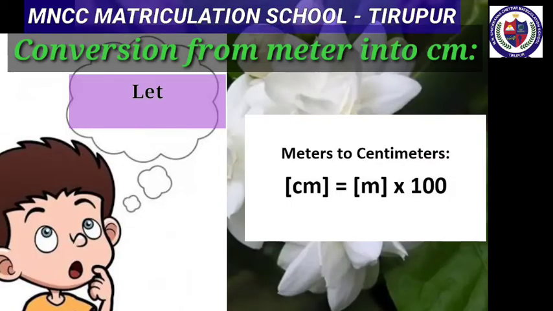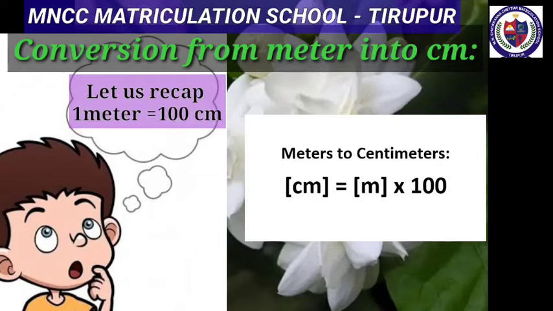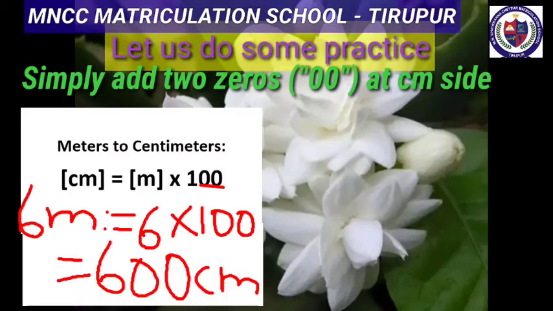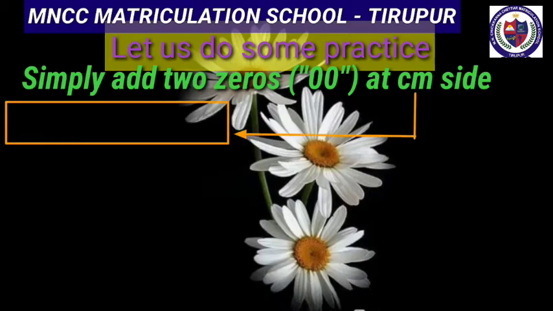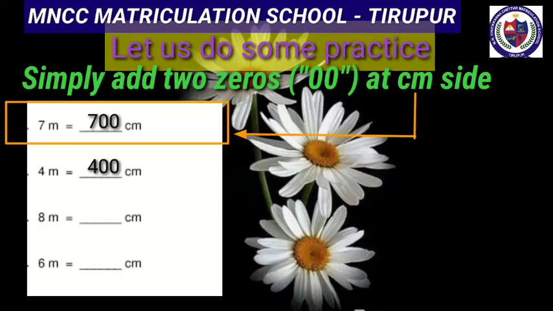How to convert the given meter length into centimeter length? Do you remember? 1 meter equal to 100 centimeter. Let us do some practice. Here 6 meter is given, which is converted into centimeter. We multiply 6 by 100 and the answer is 600. And another example, 7 meter is converted into centimeter. We multiply 7 by 100 and we get 700, or simply put 2 zeros after the 7.